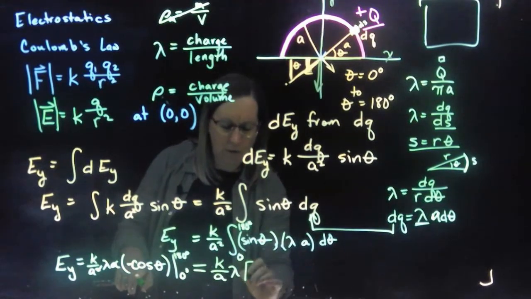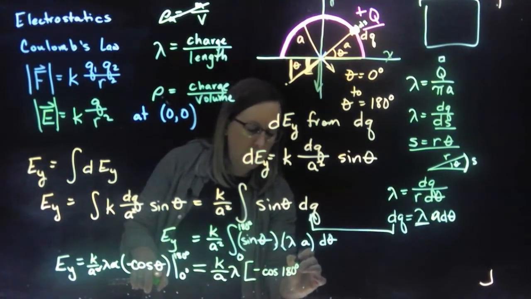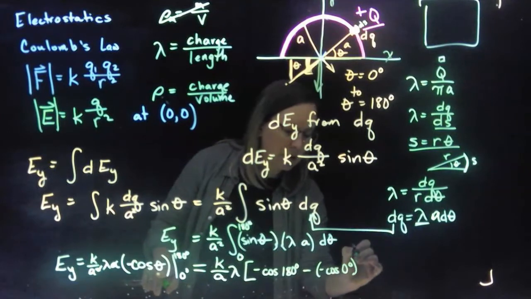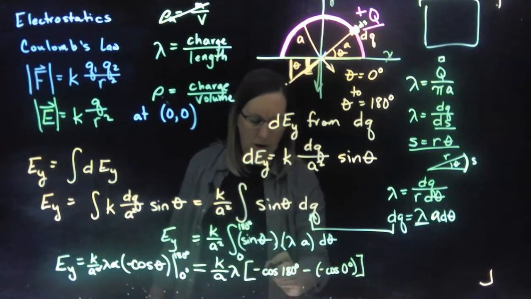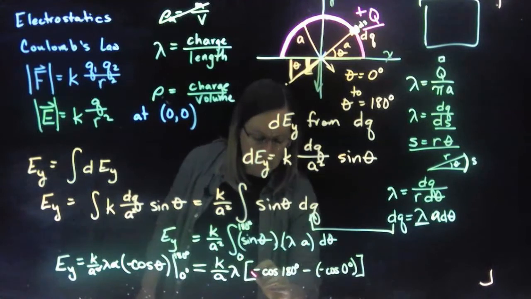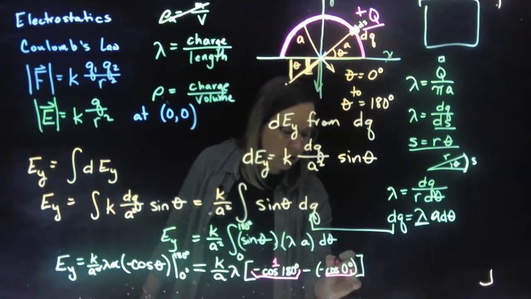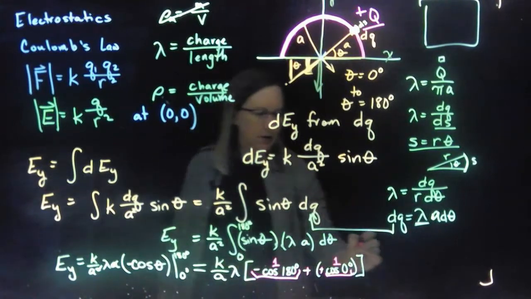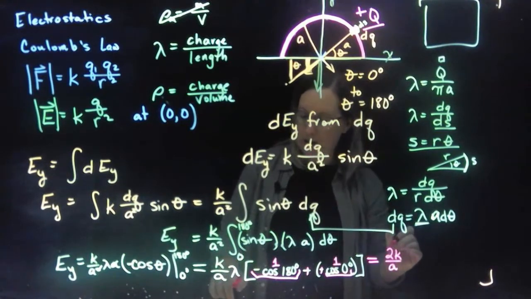Minus cosine of 180 degrees, minus a negative cosine of 0 degrees. Cosine of 180 is negative 1, so a negative of a negative 1. This whole thing right here just gives me a 1, and then this is a 1 right here. So two negatives make a positive, and I get a 2 out of this. So all of this together gives me 2k over a, and then I can substitute in lambda.